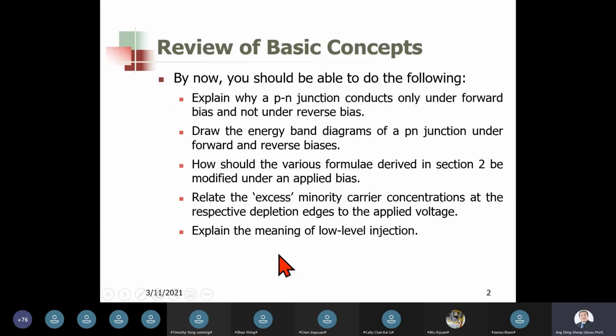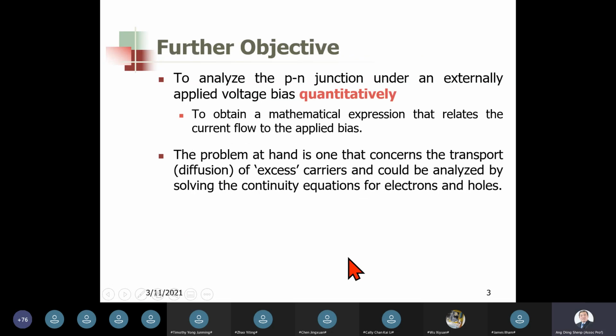So this is a checklist for you to look at, to double check on your understanding. So make sure you can do all of this by now. Okay. So let me start with the discussion on the ideal diode equation. The objective will be to analyze the PN junction quantitatively now, to obtain a mathematical expression that will give us the exact value of the current flow for a given external voltage bias.